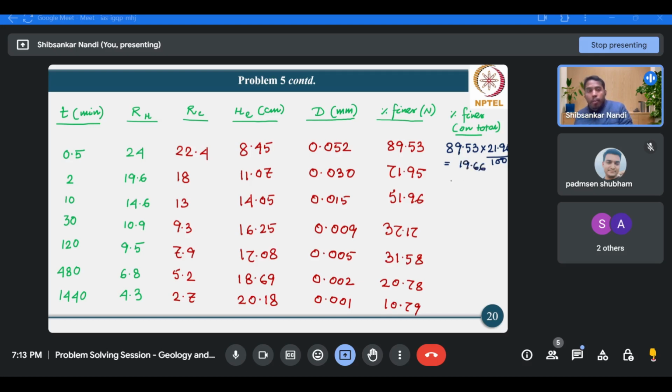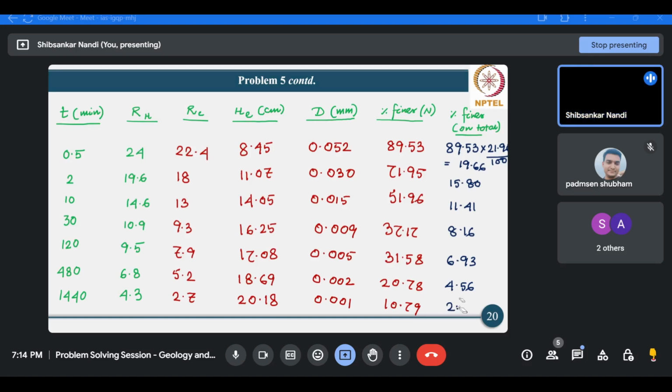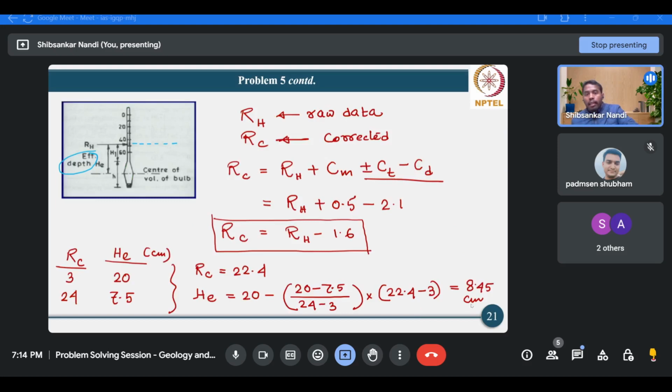Similarly, you will be having 15.80, then 11.41, then 8.16, then 6.93, then 4.56, then 2.37. Again, I am repeating that I may be wrong in the calculation part, so please cross check all these values on your own. Okay, now this will complete the entire distribution.